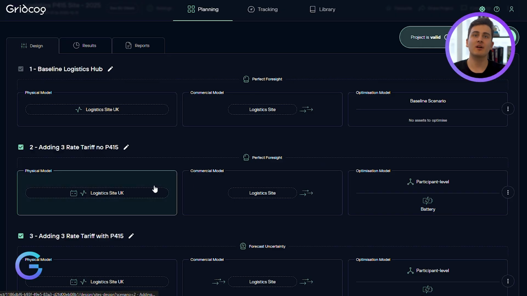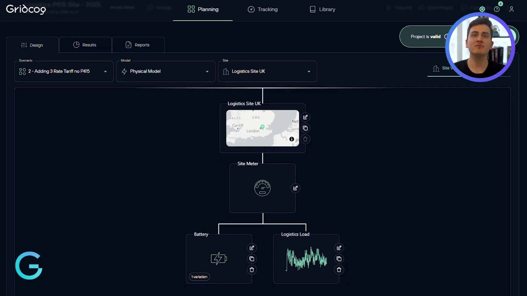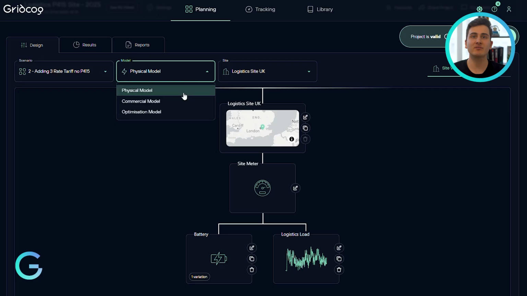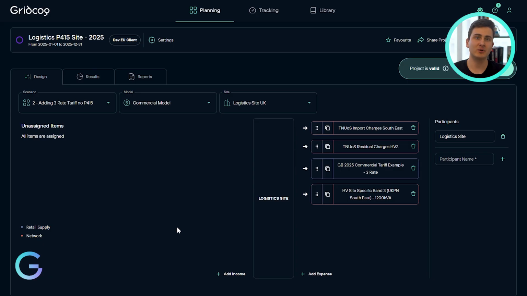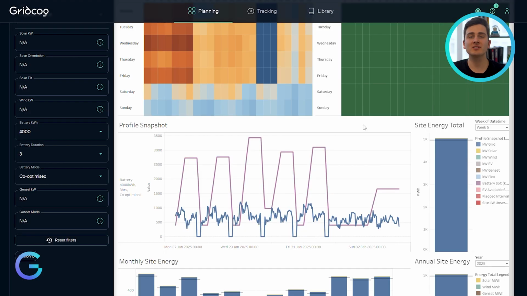In the second scenario, we introduced our battery and moved the site onto a free rate tariff, also benchmarked from our library. This tariff introduces additional price signals that encourage the battery to shift consumption away from the 4 till 7 peak price window, reducing retail and network energy costs.